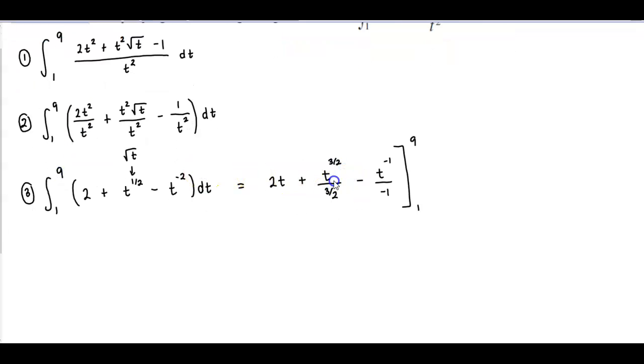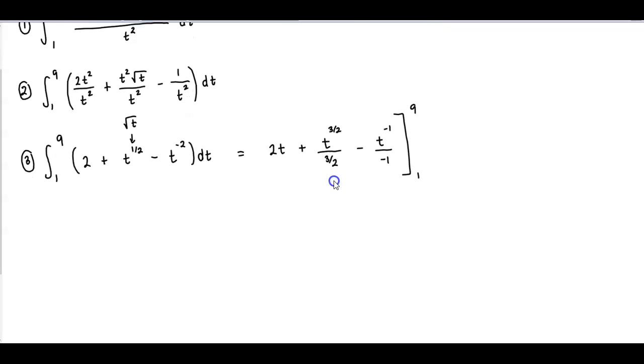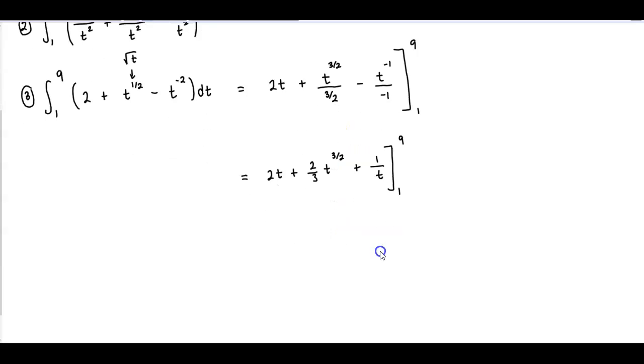Now let's go ahead and simplify this just a little further before we evaluate this integral. So we have 2t plus, now this becomes 2/3 t to the power of 3 over 2. And then this becomes plus, well, t to the -1 is the same thing as 1 over t. And again, we're evaluating this from 1 to 9. Okay, so now we're going to apply the upper and lower limit.